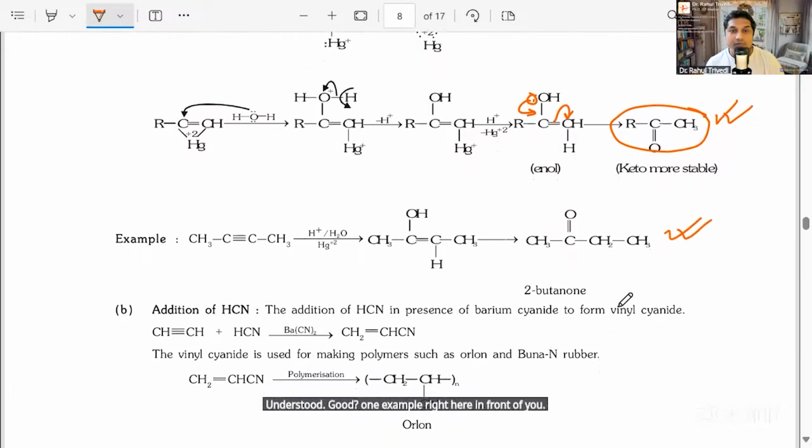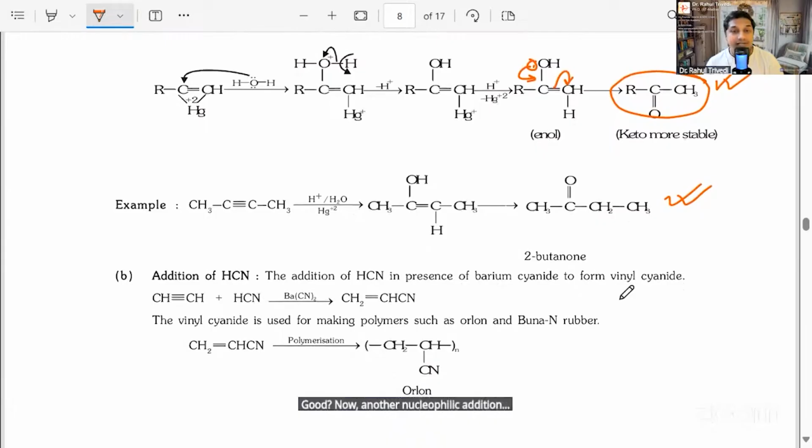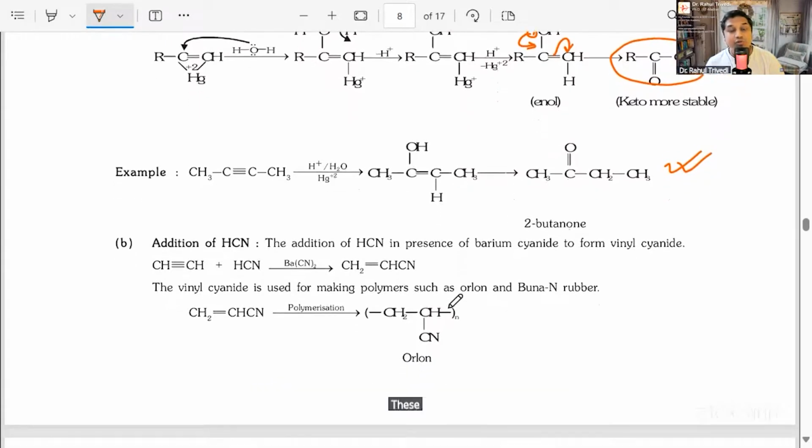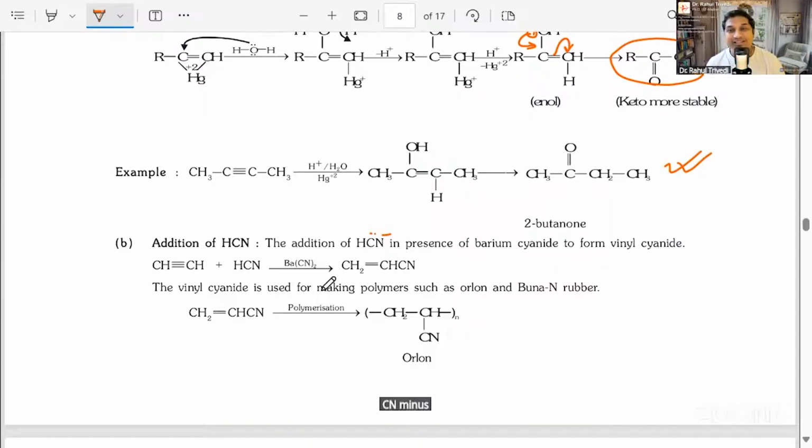Good. Now, another nucleophilic addition, nitriles or cyanides. These fellows also most of the time lead to nucleophilic addition only. Why do they lead to nucleophilic addition? Because they are the nucleophiles. They have excess electrons, CN minus. Yes or no? They have excess electrons. So they are the nucleophiles. Whenever they attack at any electron deficient site, they will attack.